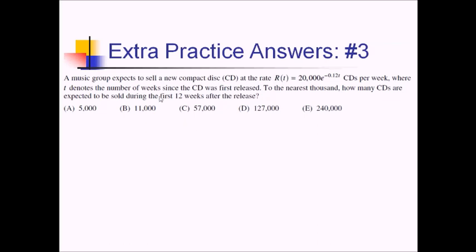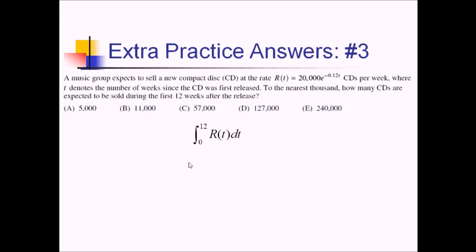On this problem, we have a music group that expects to sell new CDs, if you remember what those were, at a rate of R of t equals this crazy function. And to the nearest 1,000, we want to know how many CDs are expected to be sold for the first 12 weeks after the release. So we have the rate at which CDs are supposedly going to be sold. We have 12 weeks, and this rate is measured in CDs per week. So in order to find out how many we will end up selling, or at least expect to sell, we need the integral of this over the interval from 0 to 12.